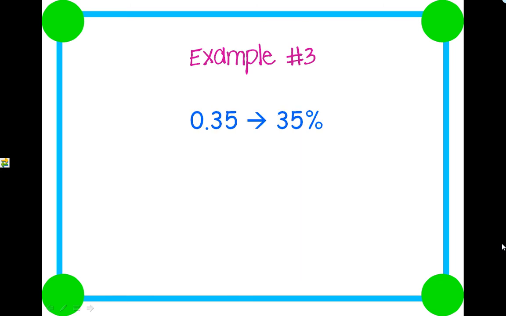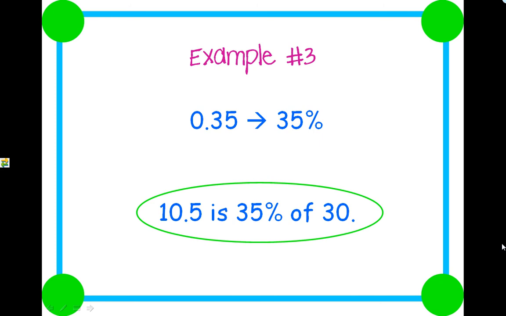Okay, we have to change our decimal. Remember, we change it to a decimal to do the equation, so if we're trying to find the percent, we have to turn it back into a percent. So that would be 35%. So 10.5 is 35% of 30. And that is your answer.